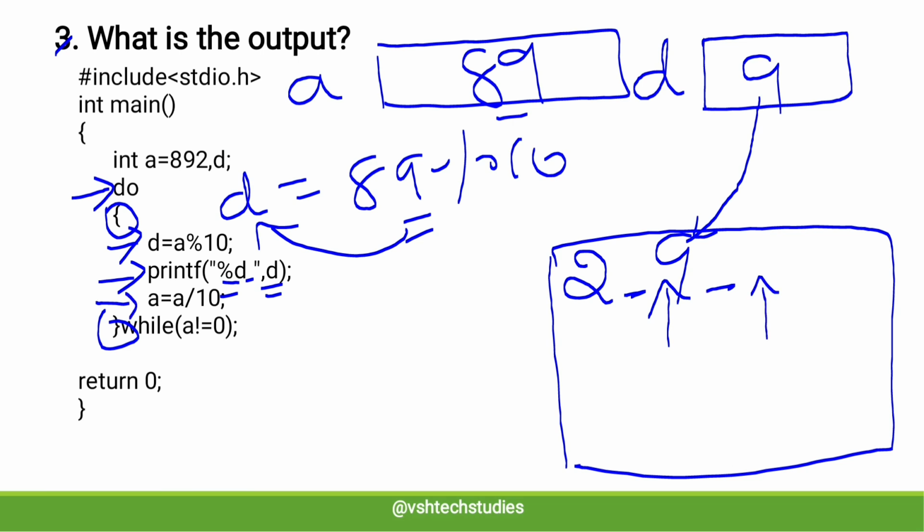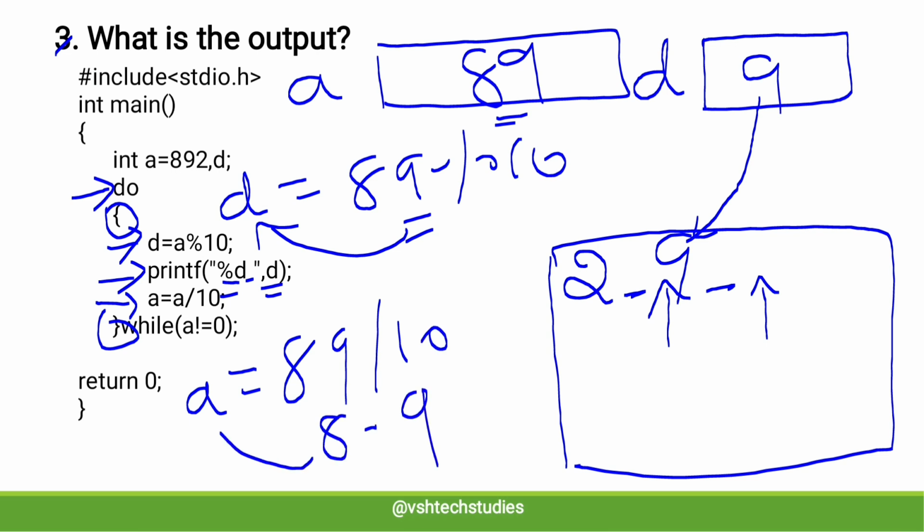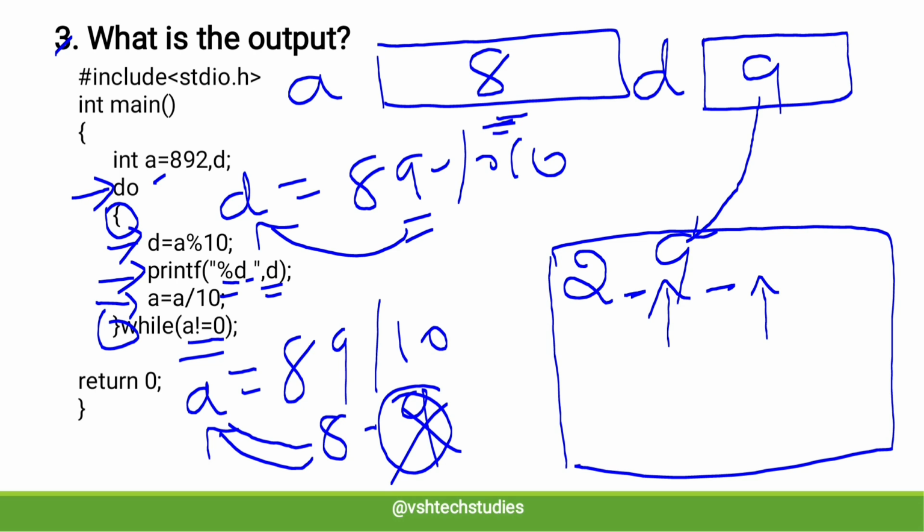The next statement is A equal to A divided by 10. A is 89 divided by 10. It will be 8.9. This must be assigned to A, but 0.9 cannot be assigned because A is integer type. So only 8 will be saved in A. Now this 89 is taken out, and only 8 is saved in A. Next, this condition is checked: A not equal to 0. A is 8, it is not equal to 0, so it is true. Again the control will go back to the execution of the do while loop.